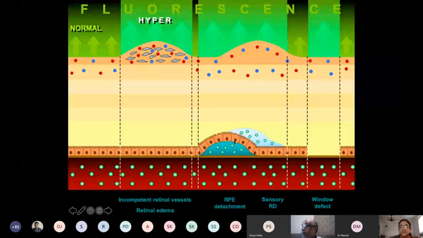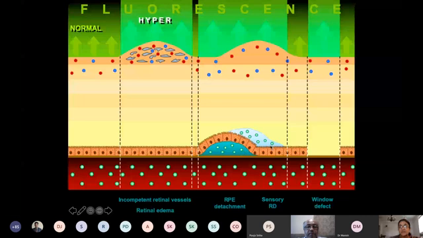Here, the differentiation point would be that this will have very well defined borders, which are not going to be increasing in size over time. The size is going to remain the same and it is going to be of the same shape. So this is just that the dye has got collected within a closed space. Here you have the dye which is collected in the serous retinal detachment, like in central serous retinopathy. Again, it is a closed space within which the dye has collected.